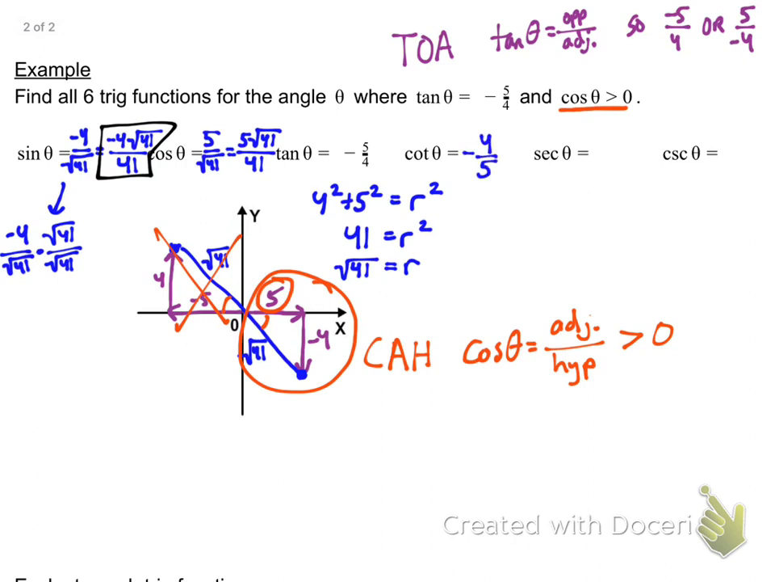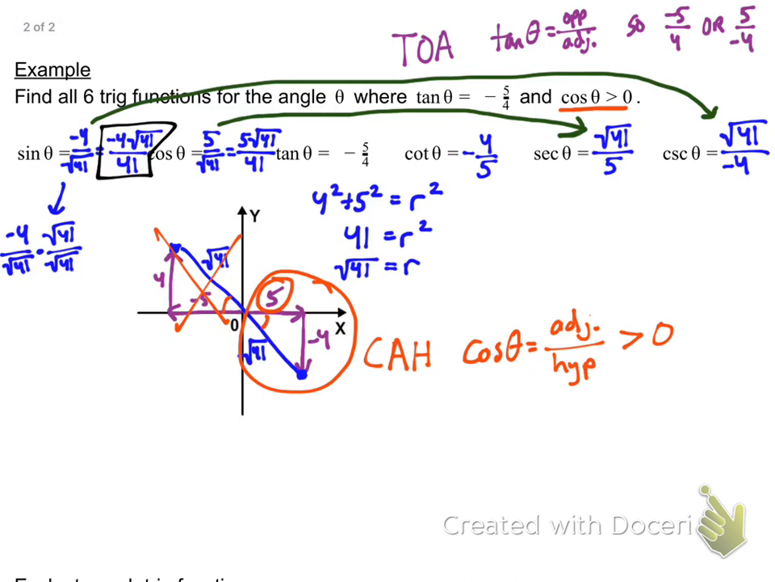I already have tangent. Cotangent is just the reciprocal of tangent, so I know that's -4/5. Secant, you notice where I got that? That's the reciprocal of cosine, and that's why I kept the first fraction written, because now that I've flipped it, or found the reciprocal, the square root is only on top, and that's what we want. We don't want the square root on the bottom. So that's that value, and same with cosecant, which is the reciprocal of sine of theta.